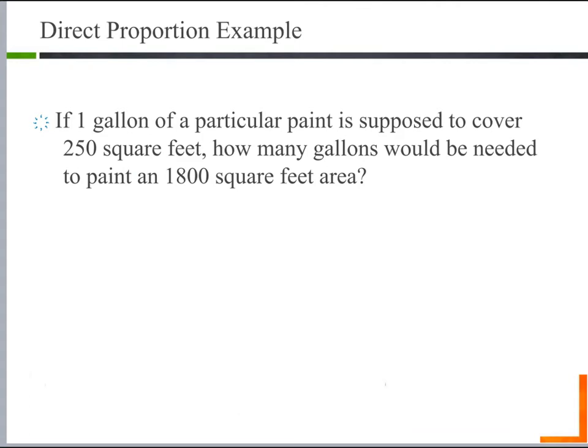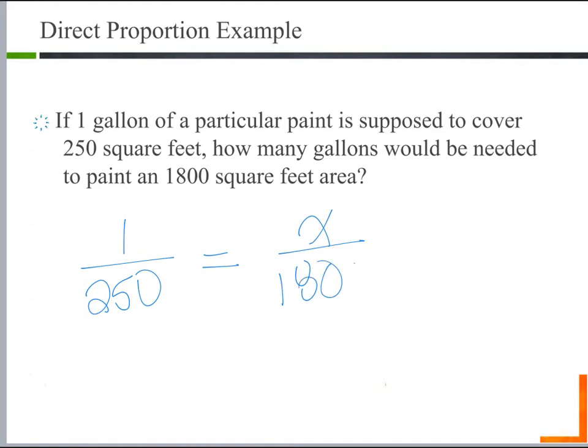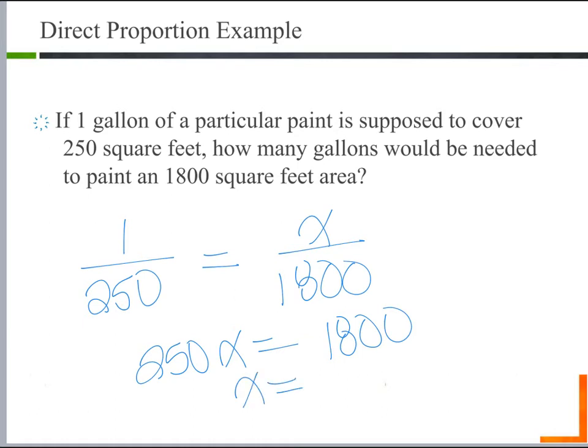For an example, if 1 gallon of a particular paint is supposed to cover 250 square feet, then how many gallons would be needed to cover 1,800 square feet? So 1 gallon to 250 square feet, how many gallons to 1,800 square feet? You can solve this, of course, by cross multiplication. And then you're going to divide by 250, so 1,800 divided by 250 gives me 7.2 gallons of paint, but we can't really buy a partial gallon, so I would need to buy 8 gallons of paint, but the exact amount is 7.2 gallons.